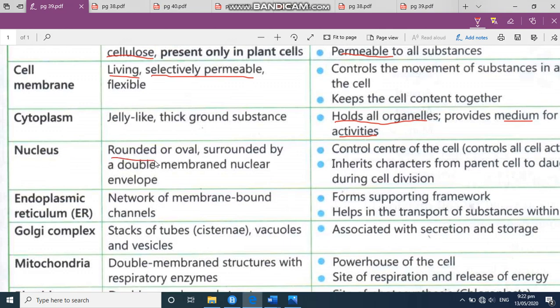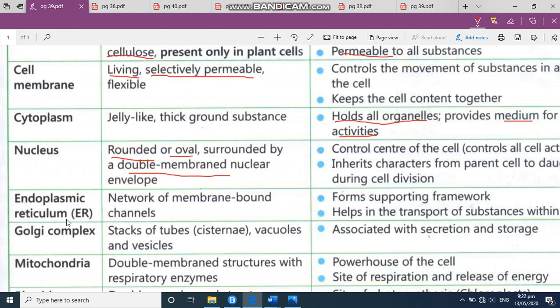It can be rounded or oval, and it has a double membrane structure, the envelope. So this is known as the control center of the cell, also known as the brain of the cell. It inherits characters from parent cell to daughter cell during cell division. All the important features passing from the parent to the daughter cell are present in the nucleus.